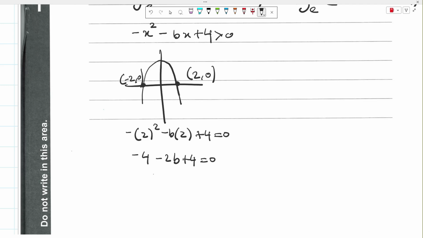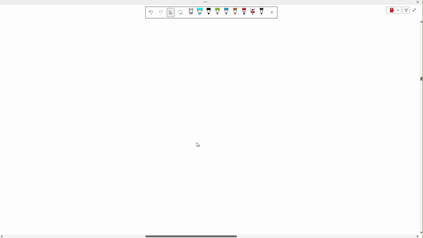Negative 4 and plus 4 cancel. Negative 2b is equal to 0. B is equal to 0. Right? Now, we can just leave it here, but let's just double check.